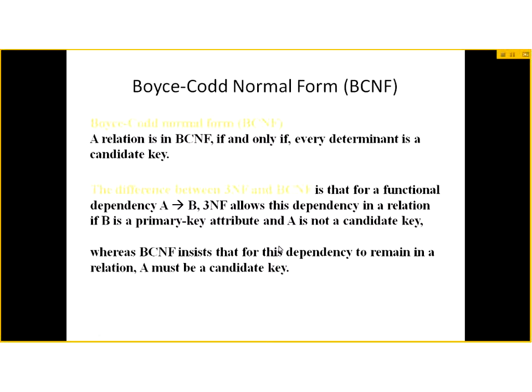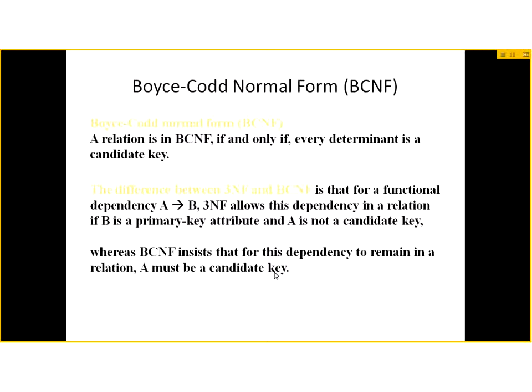BCNF, I'm repeating it, insists that for this dependency to remain in a relation, like A is depending on B and B is a primary key, A must be a candidate key. A is a key which is a candidate to be a primary key.